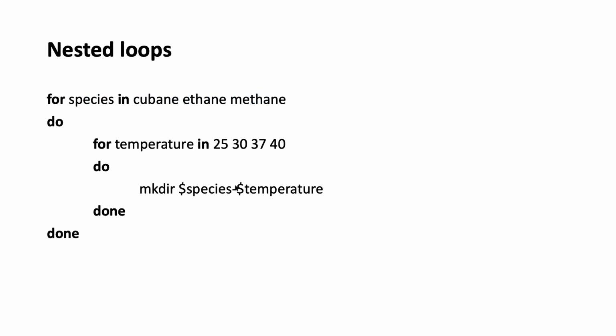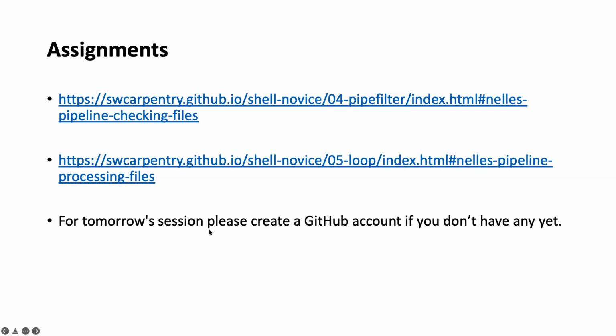All right. So I will share. Some of you had mentioned that they want a presentation of this. So there's a bit of assignment on the materials that were shared. So there's this part of Nellie's pipeline check. So this first link is for pipes and the second link is for loops.